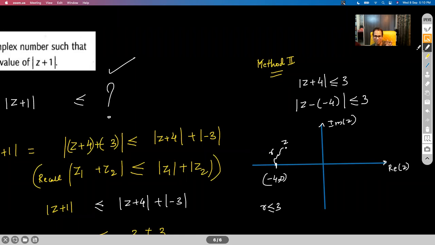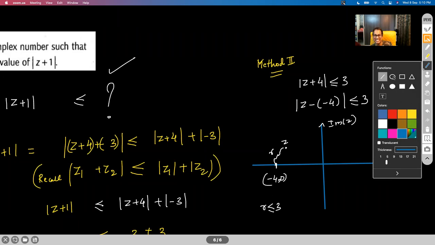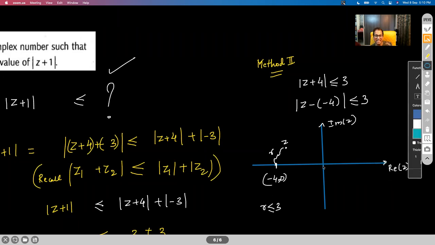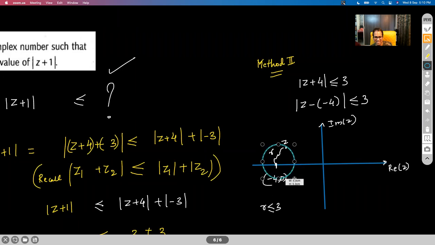Others, tell me, where should Z be lying? You say, sir, Z should be lying on or inside a circle of radius 3 units and having the center as minus 4, 0. Correct. That means your Z can be moving anywhere on or inside the circle.